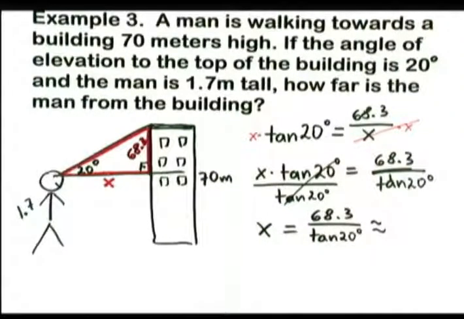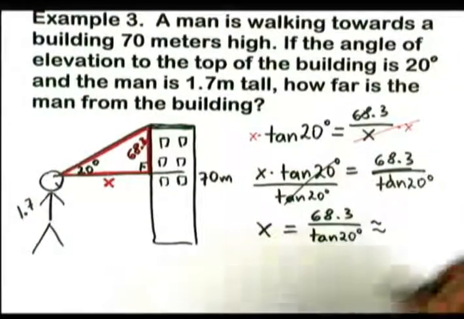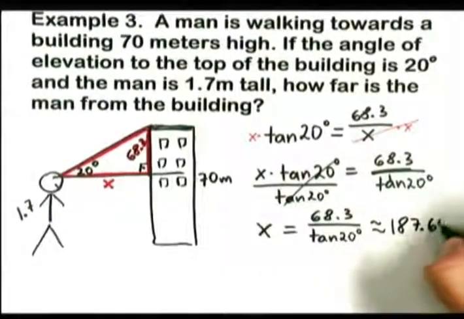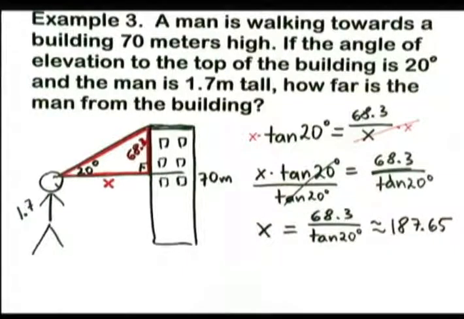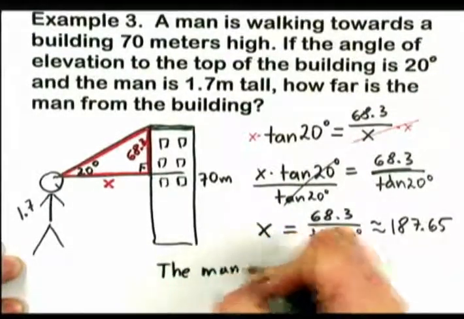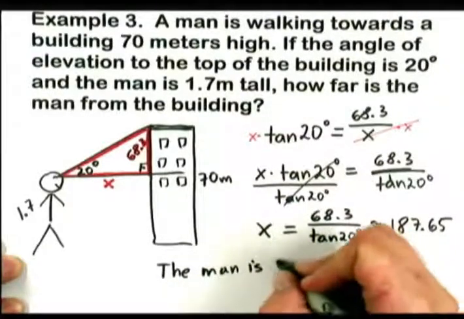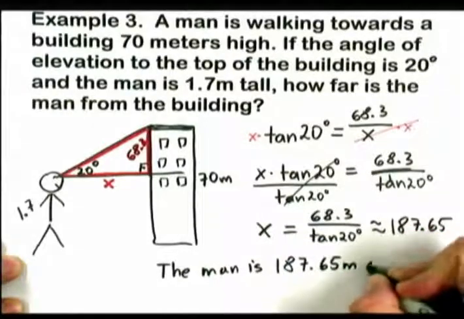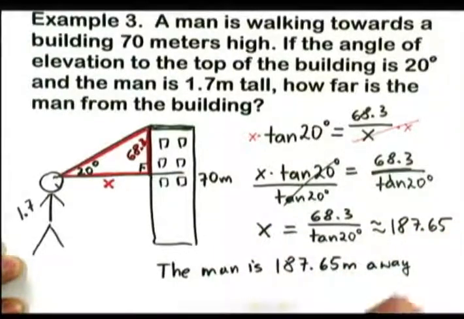So we can use a calculator to get this value, 68.3 divided by tangent 20. Make sure you are in degree mode. So my x is approximately 187.65. So how far is the man from the building? The man is approximately 187.65 meters away from the building.